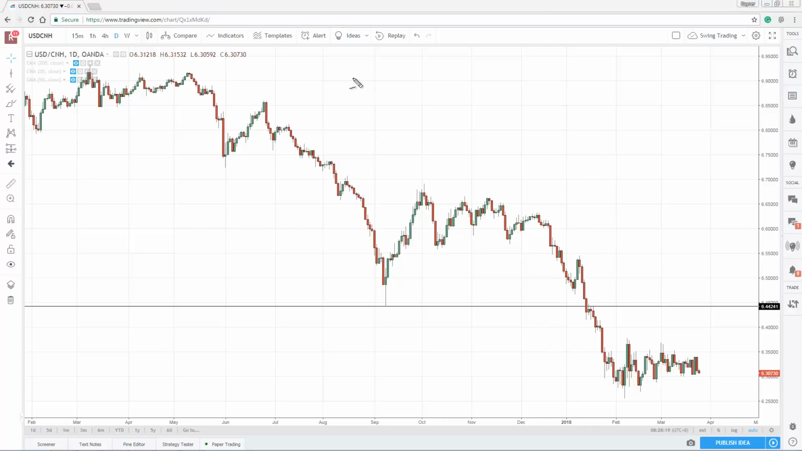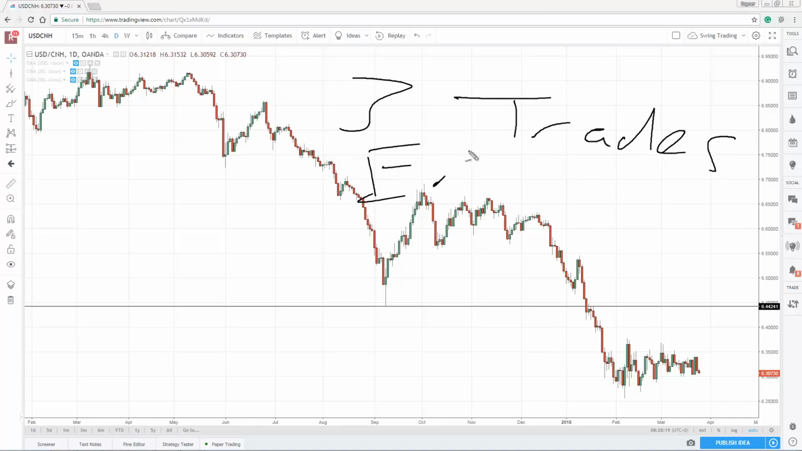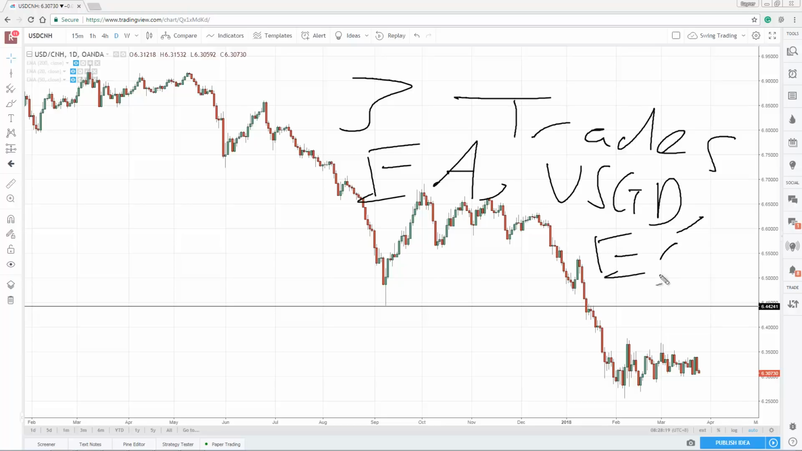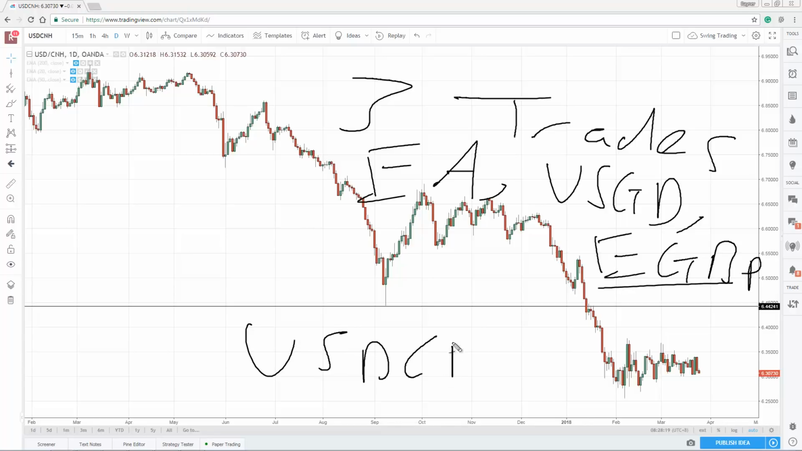Just a quick recap. I shared with you 3 trades I took recently. The Euro Aussie, still in. Dollar Sing got stopped out, because I traded the small price rejection. Then Euro Pound as well. Then I shared with you a couple of trading setups, the Euro Pound and the dollar against the Chinese yuan.